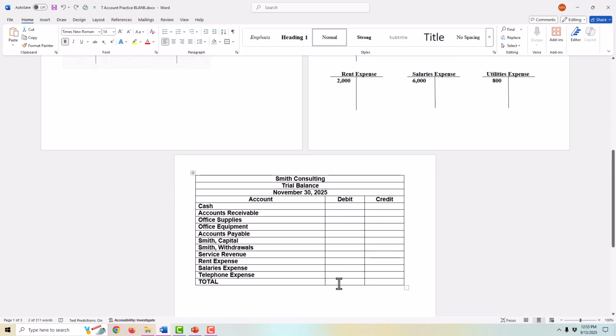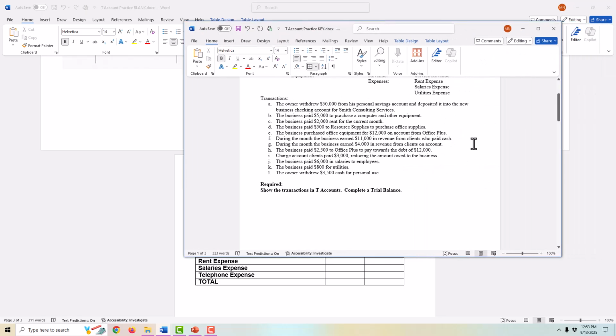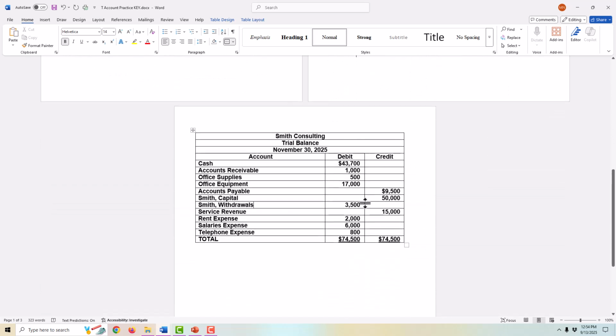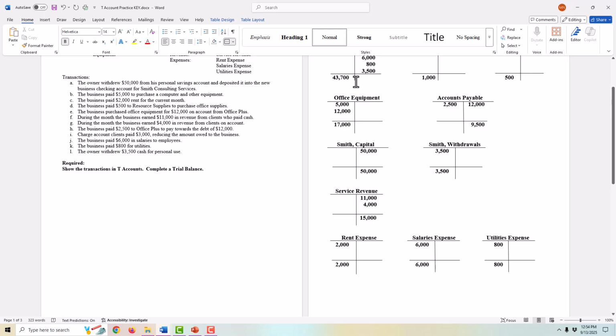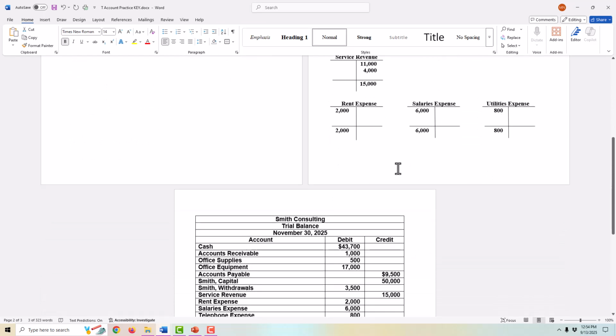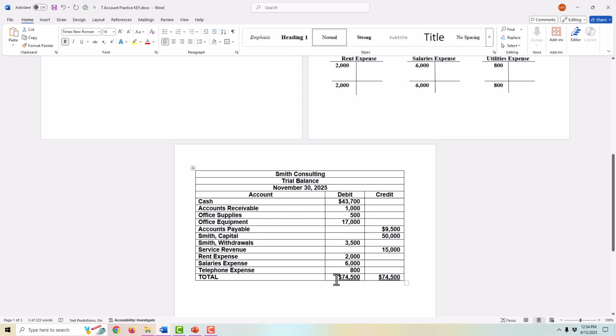And then what you would want to do is make sure your total debits equal your total credits. So I'm just going to go ahead and bring over the answer key so you can see what it would look like. So this is what the answer would look like. You would just be taking these numbers from the bottom, the balance from each T account, and put them in here. And then if you add up the debits, you should get 74,500, and you should get the same number if you add up the credits. So this tells you that your total debits equal your total credits.